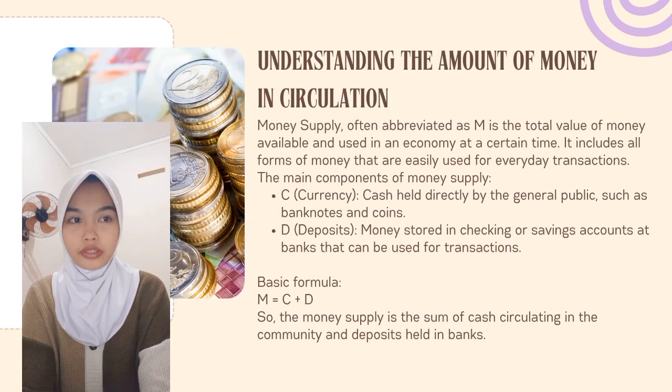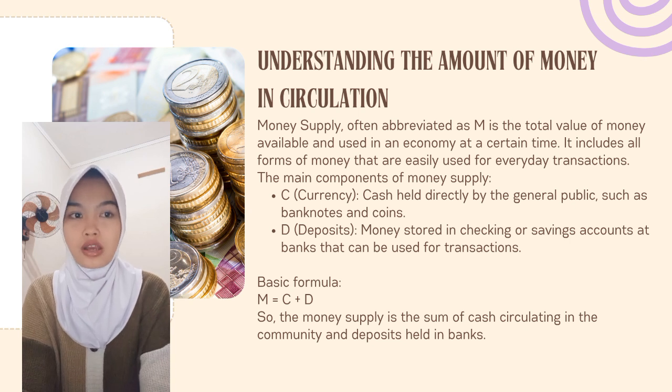Understanding the amount of money in circulation. Money supply, often abbreviated as M, is the total value of money available and used in the economy at a certain time. It includes all forms of money that are easily used for everyday transactions.